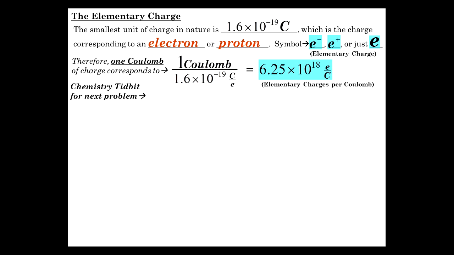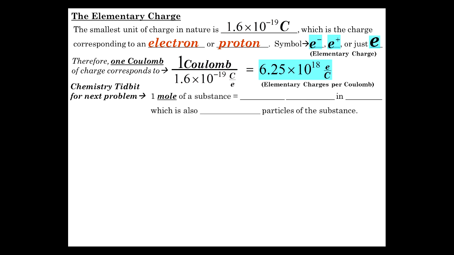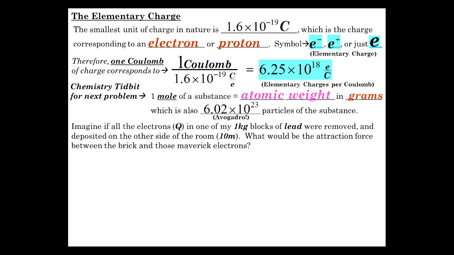All right, so now let's consider the following, namely a mole. Remember, a mole of a substance? Well, it's the atomic weight in grams, and that's also a certain number of particles of that substance: 6.02 times 10 to the 23rd, that's right, Avogadro's number, that in the past, I'm sure, you've grown to know and love. Well, here's our example we're now going to consider.